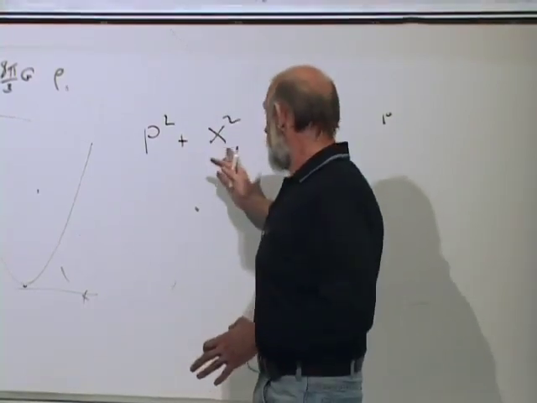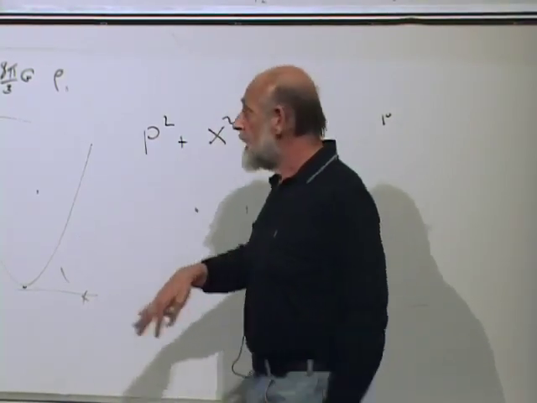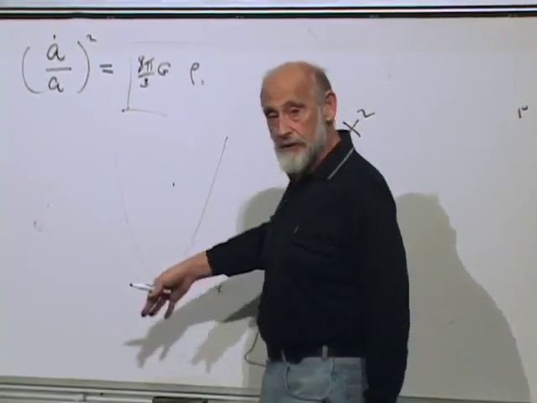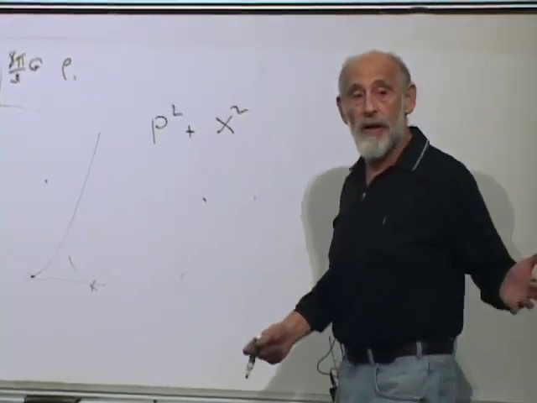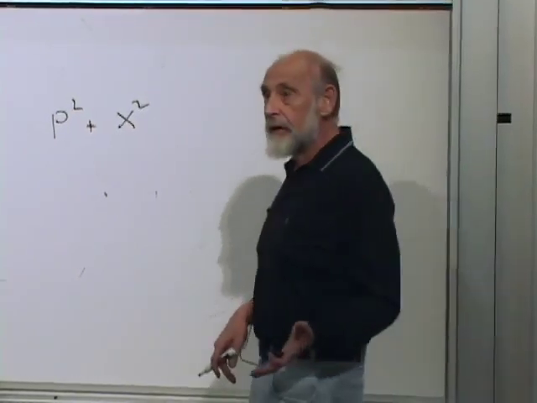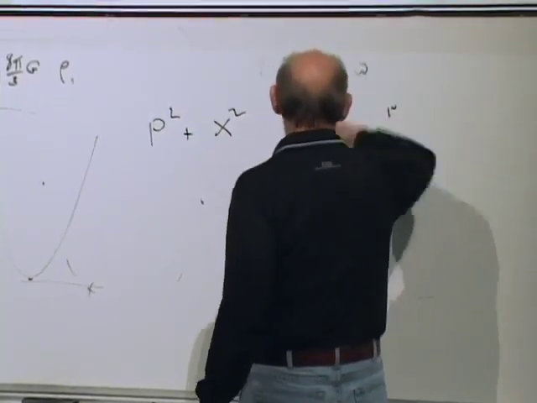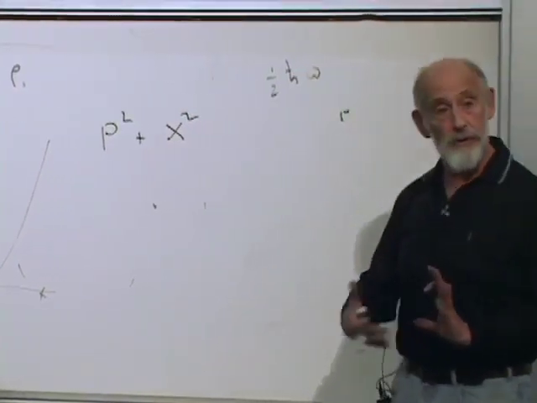Since both p and x cannot simultaneously be 0, the vacuum or the ground state energy of a harmonic oscillator is not 0. Now what is it? What is the ground state energy of a harmonic oscillator? 1/2 h bar omega, where omega is the frequency of the oscillator.